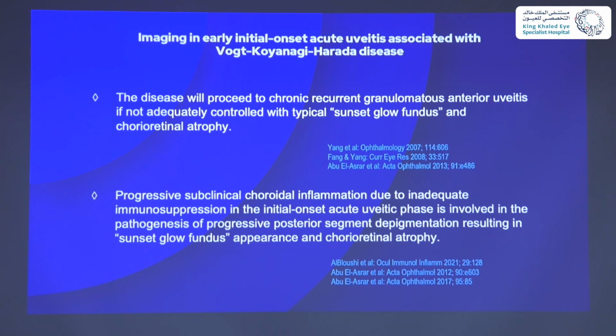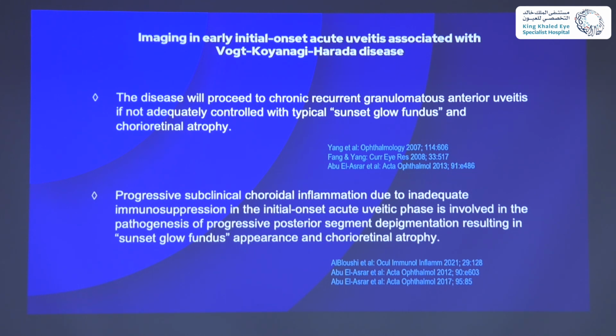and the patient is not adequately treated, the disease will progress into the chronic recurrent phase. And this is the worst situation that can happen in a patient. You know, what does chronic recurrent phase mean? The disease is resistant to treatment. The patient needs repeated courses of immunosuppressive treatment. All the complications can happen during this phase. Complications of glaucoma, of cataract, sunset glow fundus, chorioretinal atrophy, choroidal neovascular membranes, subretinal fibrosis, which can be pigmented.